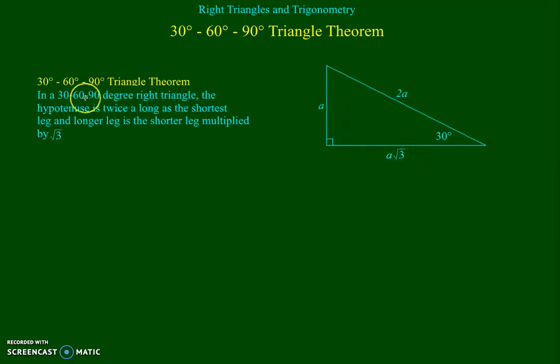So again, in a 30, 60, 90 right triangle, the hypotenuse is twice the shorter leg, and the longer leg is the shorter leg times the square root of 3. So each one of the sides is given in terms of the shortest leg. And that's going to be a critical factor when we solve for 30, 60, 90 right triangles. Now, the proof of this theorem is a little less straightforward, but it's still an important thing to go through. So let's take a look at that.